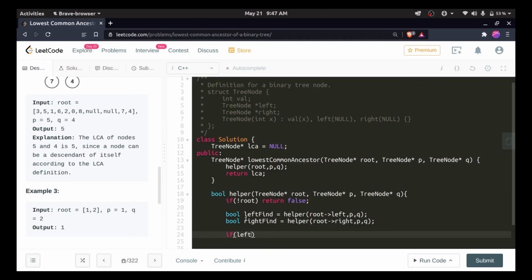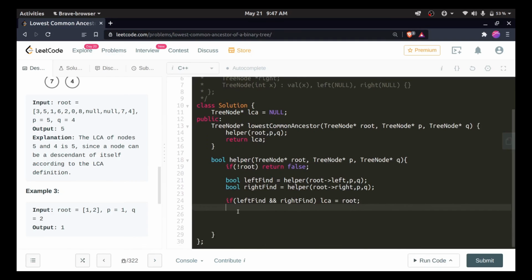If left find and right find, then my LCA will be root, as discussed in the visualization. Or else I can have another case, where I can have root equals P or root equals Q. If any one of that is equal, and also I should have either one of left find or right find equal to true, then my LCA will be equal to root.